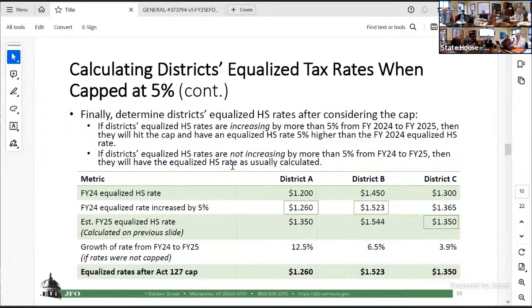So how many districts are capped is a function of how the budgets are passed. We have to see how the spending goes, exactly. And districts are still making decisions about that even now.